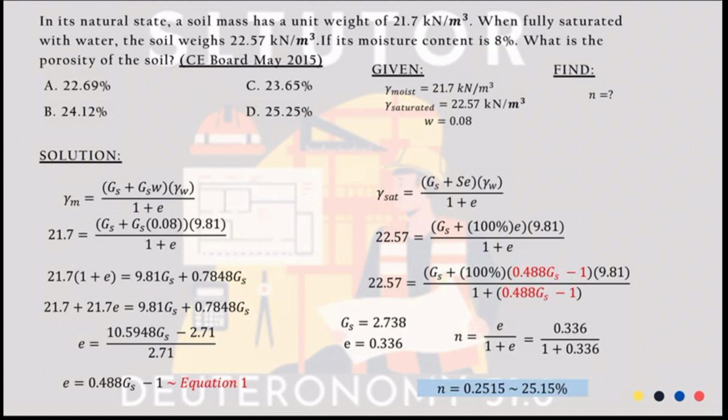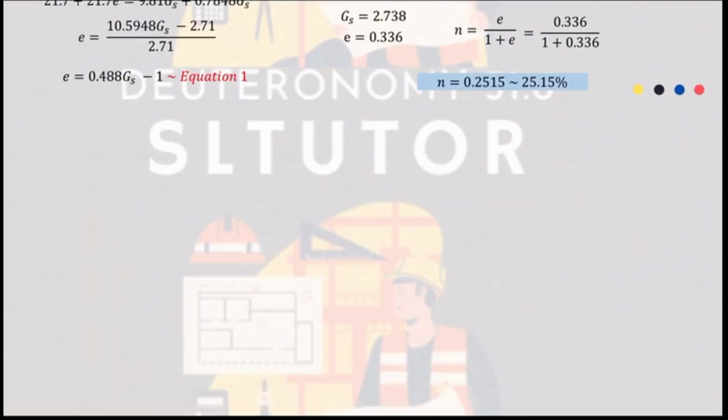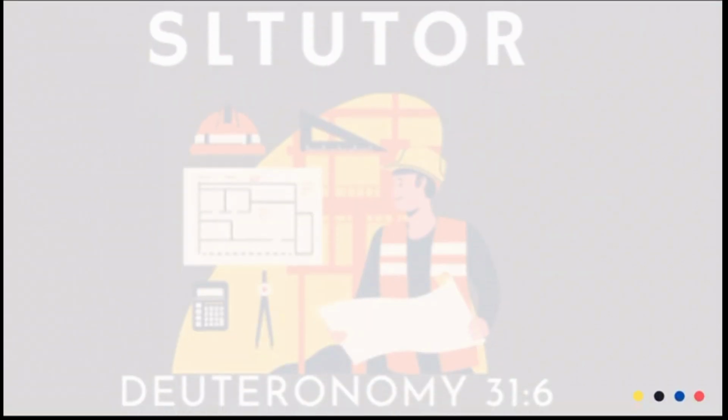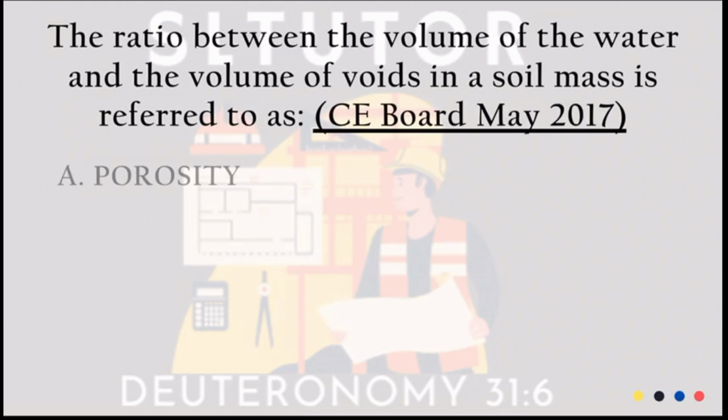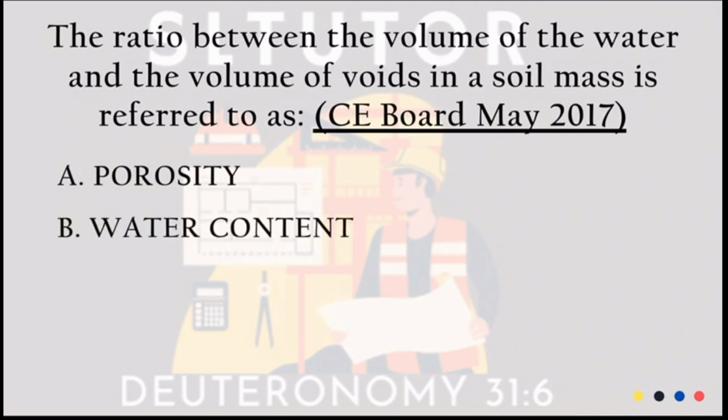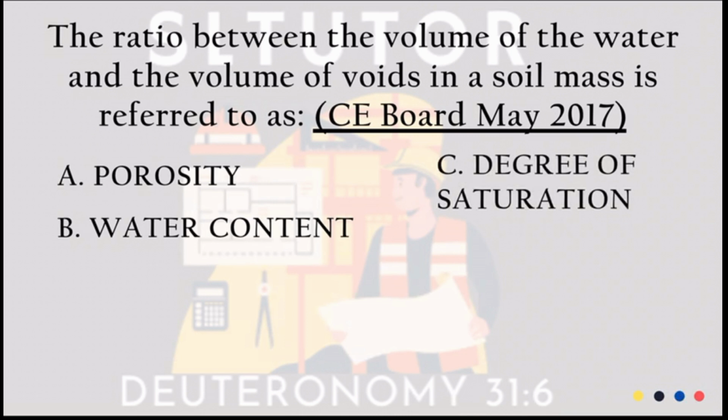Next question. Yung mga next question po natin is terms naman po. Pero sobrang halaga po nitong terms kaya sinali ko na rin po. So, question 1. The ratio between the volume of water and the volume of voids in a soil mass is referred to as letter A, porosity, letter B, water content, letter C, degree of saturation, and letter D, void ratio.